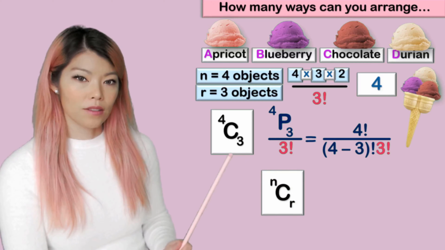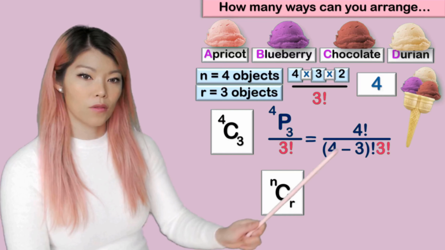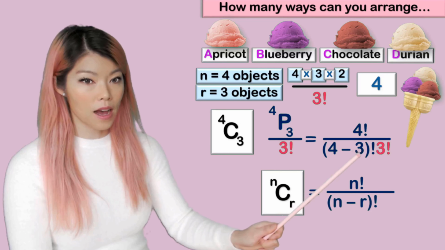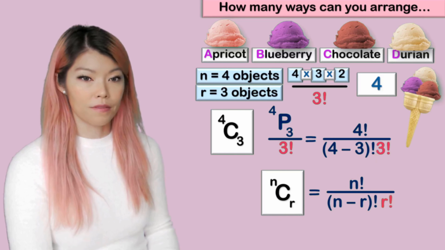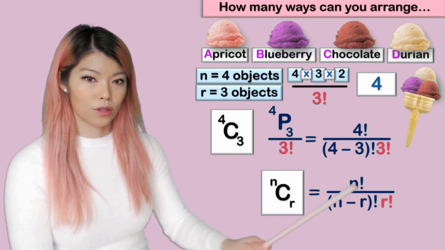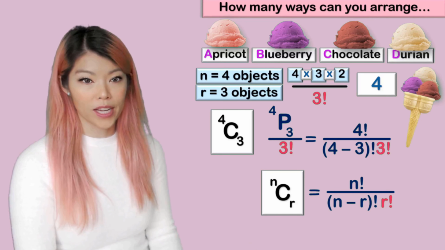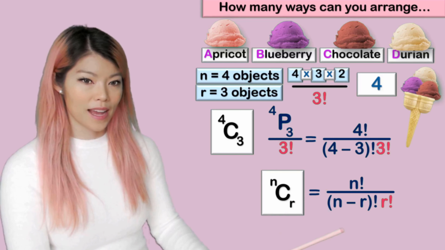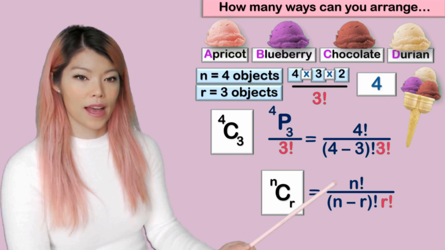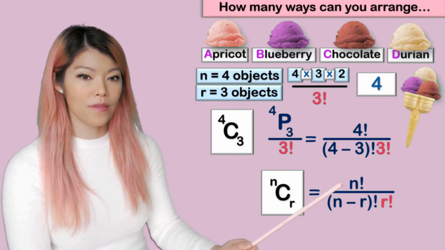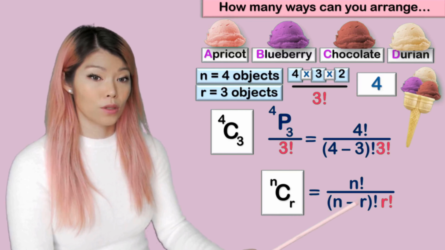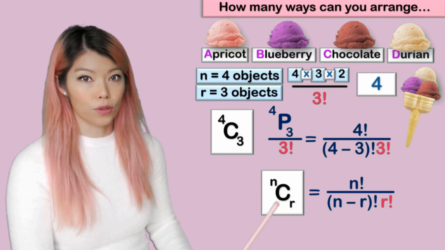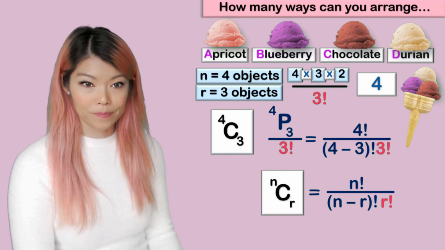So let's write this out. If I had nCr, that would be n factorial over n minus r factorial times r factorial. So this r factorial makes a difference to the permutations. Memorize this formula and try to understand it. So n factorial is if we had unlimited numbers of things in order, and then we divide by n minus r factorial for the missing spaces, and now we're dividing by r factorial for the different orders because we don't care about the order.